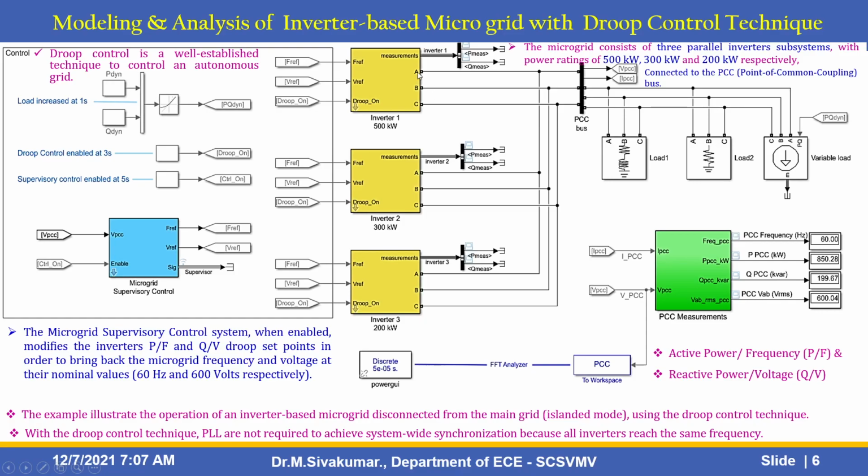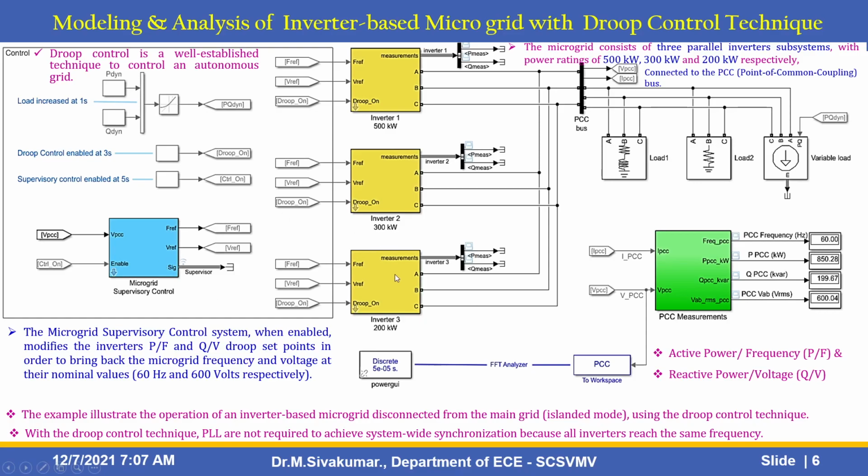First is the control subsystem, then the 3 inverters connected in parallel, and finally this common PCC bus connected to the point of common coupling bus. These are the 3 different loads and PCC measurements. Here, by using this example, we can measure the PCC frequency, active power and reactive power, and frequency versus voltage also we can find out.